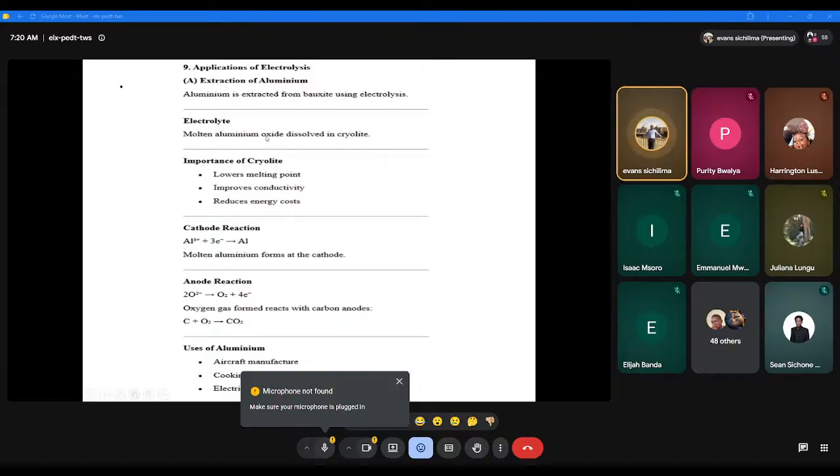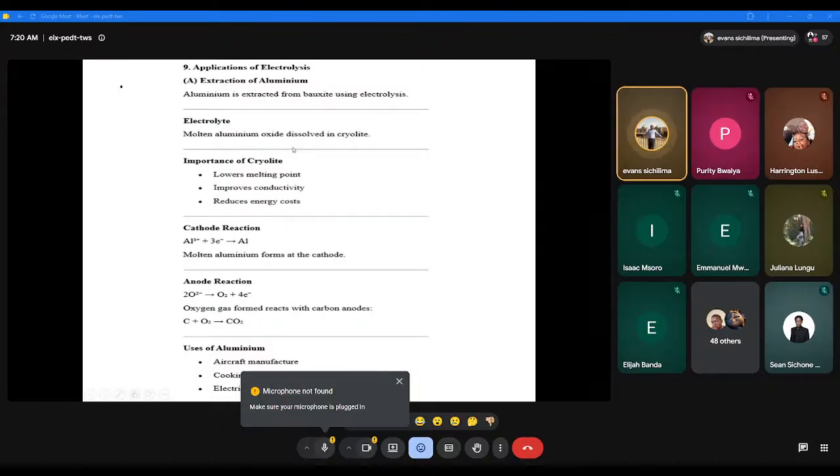The aluminium ore, the bauxite, is heated to a very high temperature to have it in a molten state, and then you dissolve cryolite into this molten aluminium oxide. The importance of cryolite is that it lowers the melting point, because you require a lot of energy to have aluminium melted. So, to reduce the trouble.